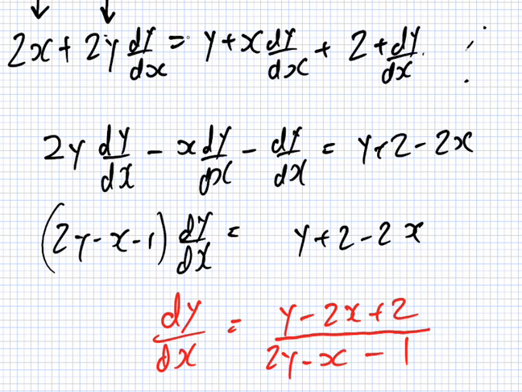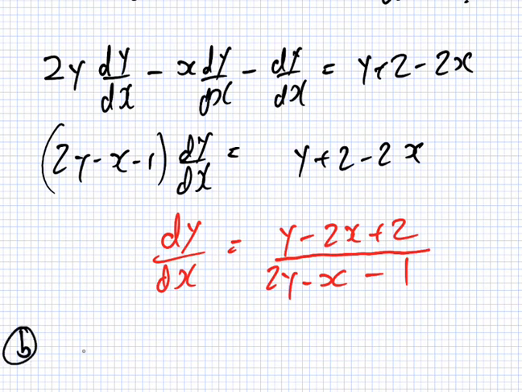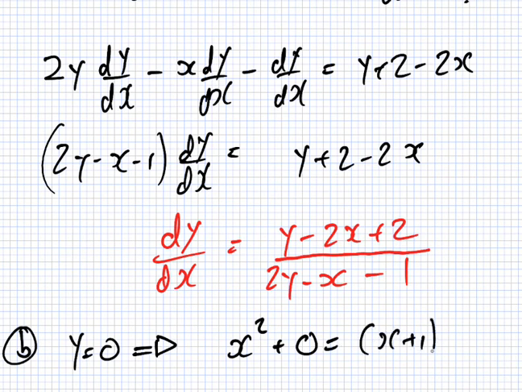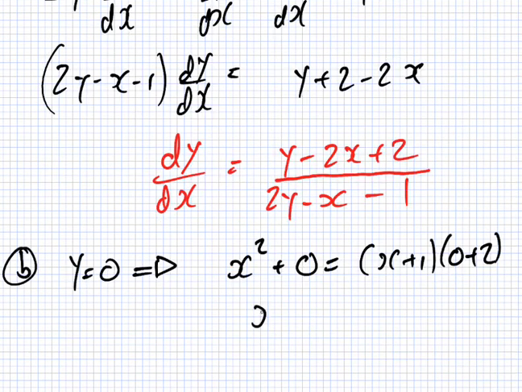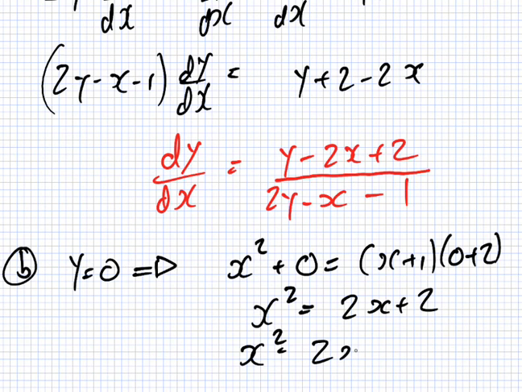Okay, the second part is the curve cuts the y-axis at 2 points A and B. Where? So the question is, what are the roots of this? You know how to find the roots. The roots are when y equals 0. So your original equation becomes x squared plus 0 equals x plus 1, 0 plus 2. So you get x squared equals 2x plus 2, so x squared minus 2x minus 2 equals 0.